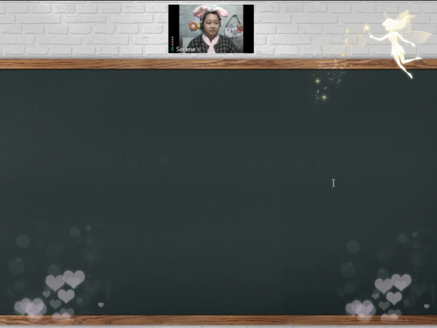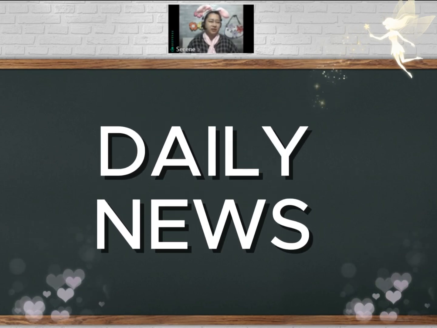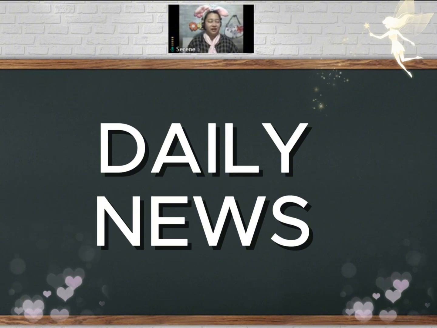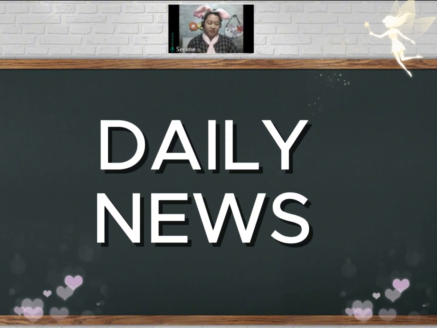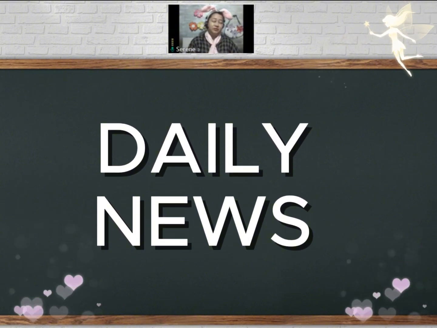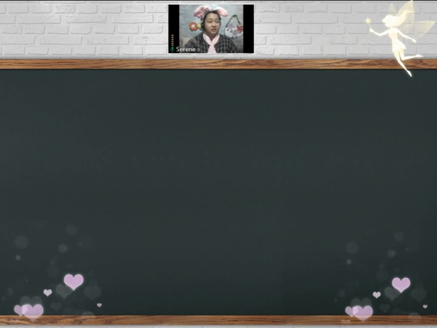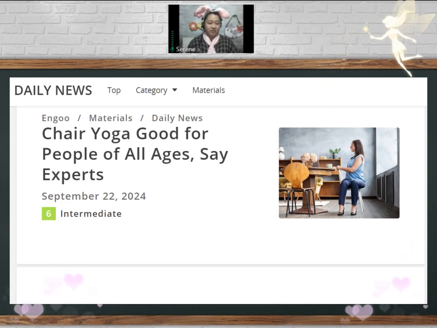Now let's start with the daily news. The article is quite random, so I cannot really say that this article will be the one used for your demo lesson. Here's an example actually. This article is today's article, September 22, 2024. It's "Chair yoga: good for people of all ages, say experts." This is just an example, teacher.